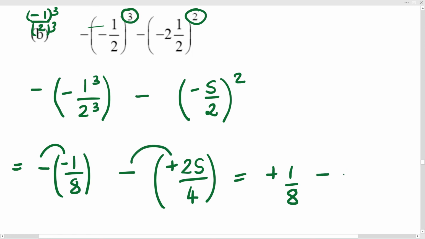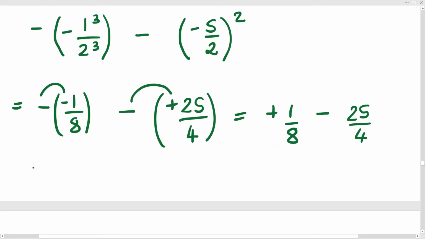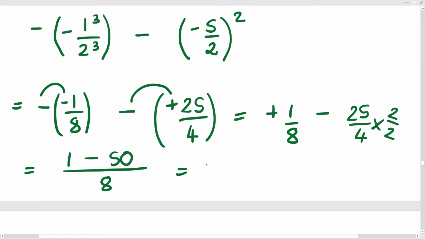Note how I'm keeping it in the top, in the numerator. 25/4. Okay, that LCD is quite an easy one. I'm going to make it over 8. So it'll be 1 as it was, minus, remember, this guy's got to multiply by 2 over 2, so that's going to be minus 50 over 8. My answer then will be negative 49 over 8.